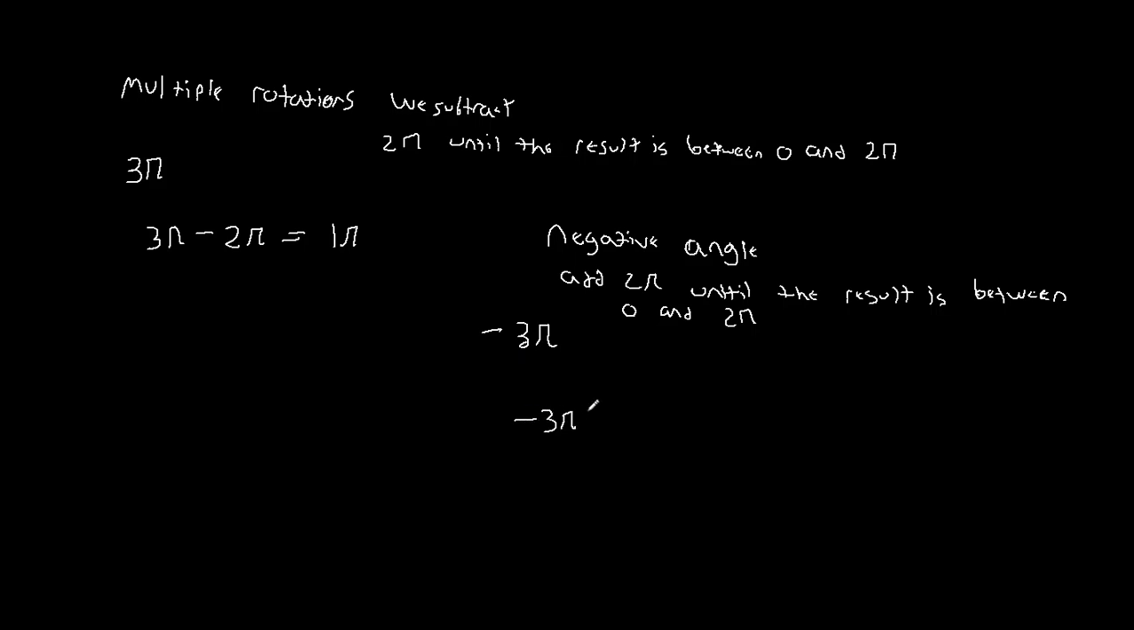Okay, so let's go ahead and do this, right? Negative 3 pi. Since it's negative, we know we have a negative angle, and we're going to add 2 pi. That's going to give us negative pi. We're still negative, so we're going to add another 2 pi, and that's going to give us pi. So we know here that the positive single rotation coterminous angle of negative 3 pi is pi.